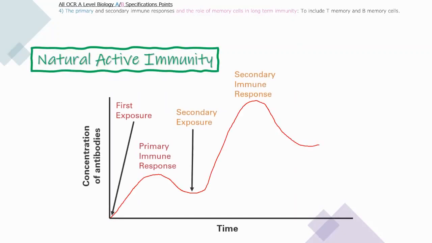So you can see from the graph here that the concentration of antibodies in the primary immune response is relatively low, and it takes a long time for these antibodies to be produced. However, when we're exposed a second time round to an antigen that's non-self, the concentration of antibodies rapidly increases, and this occurs very efficiently in the secondary immune response.